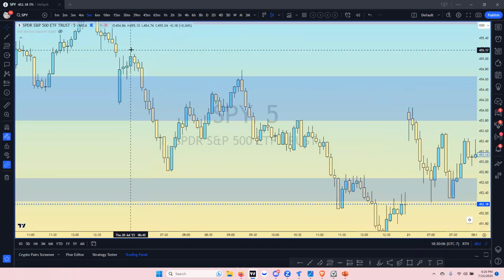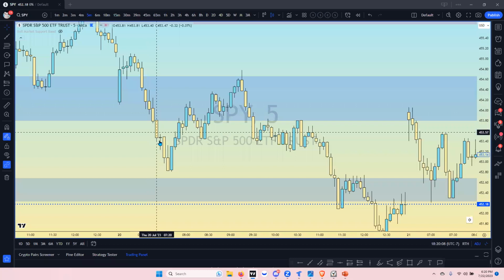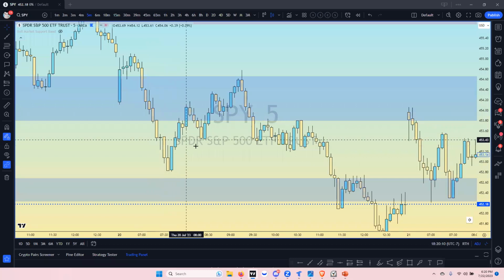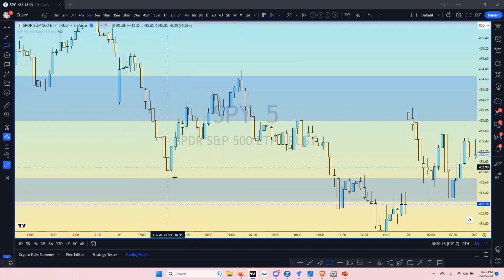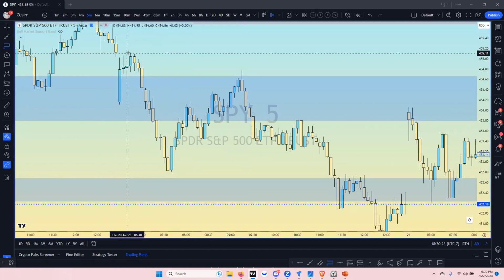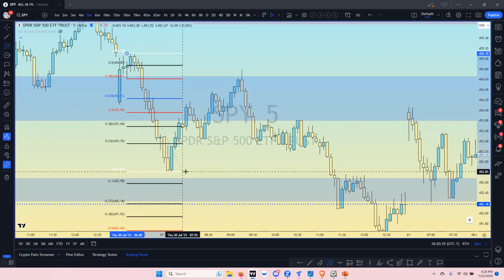Okay. So we had this huge move down. Oh, I think we traded this actually. So let's do it on that. So we have this huge move down, right? And we draw the Fibonacci. So we'll draw the Fibonacci from the swing high right here to the swing low. Oh man, it's live right there.